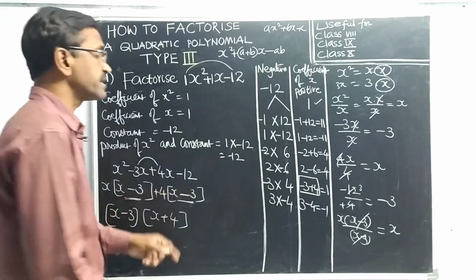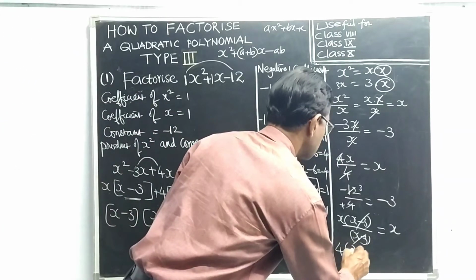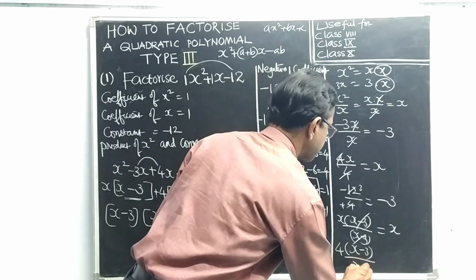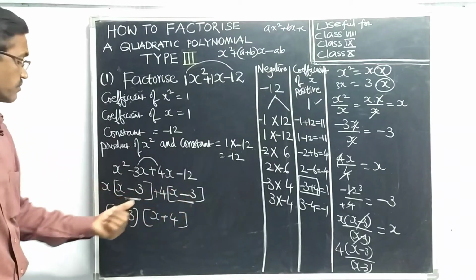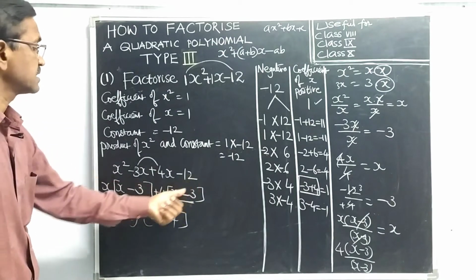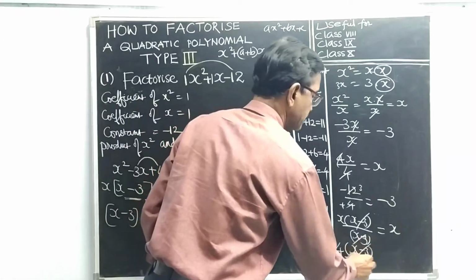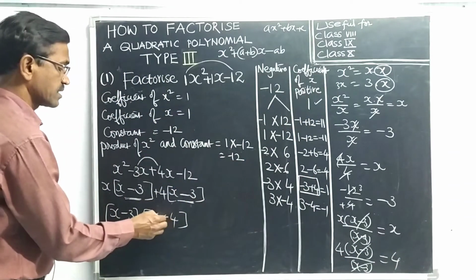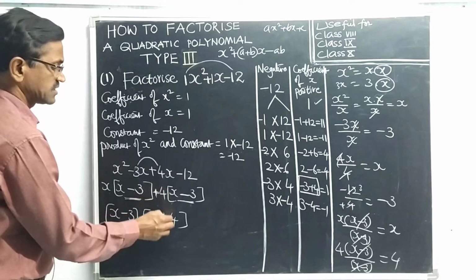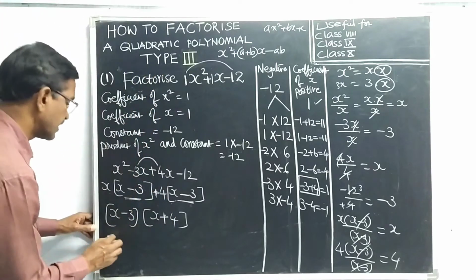Similarly, 4 into x minus 3 divided by x minus 3. X minus 3 cancels, we get 4. Plus 4 or minus 4? Plus 4. Here the plus symbol is there, so plus 4. So these are the factors.